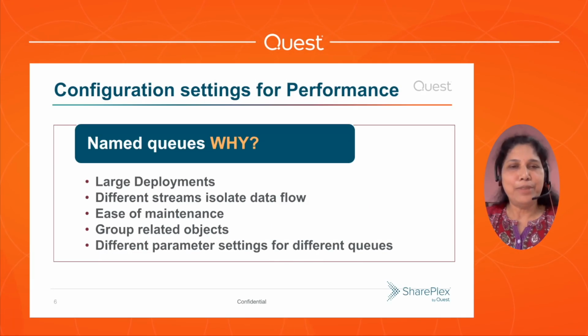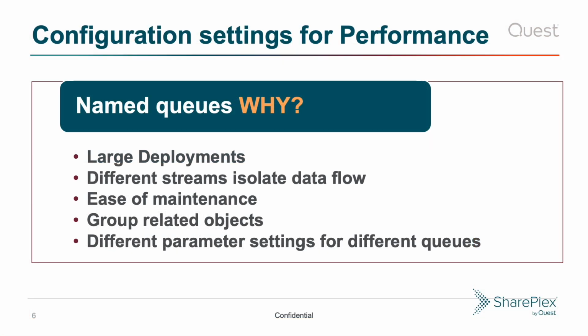Okay, why do we need named queues? Named queues are needed for large deployments. Instead of having all the data going into one queue, it helps to have different streams of data going parallelly. So this will isolate the data flow. And this is useful for ease of maintenance, so that if there is any issue in any one of the queues, this is isolated only to that particular queue. And if you want to group related objects, this is needed.